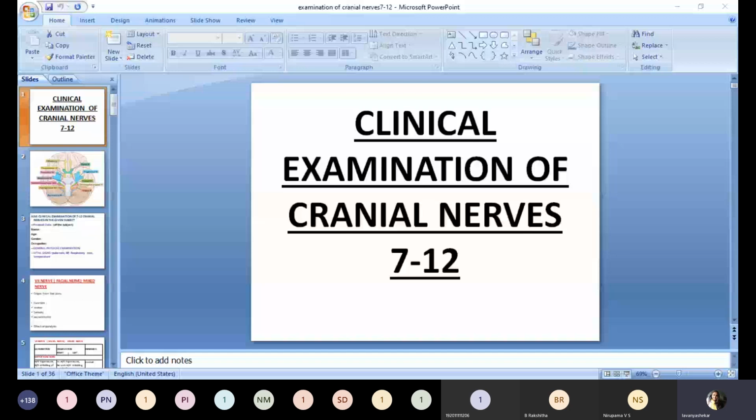So why are these called cranial nerves? Because they originate from the cranium, that is, from your brain.